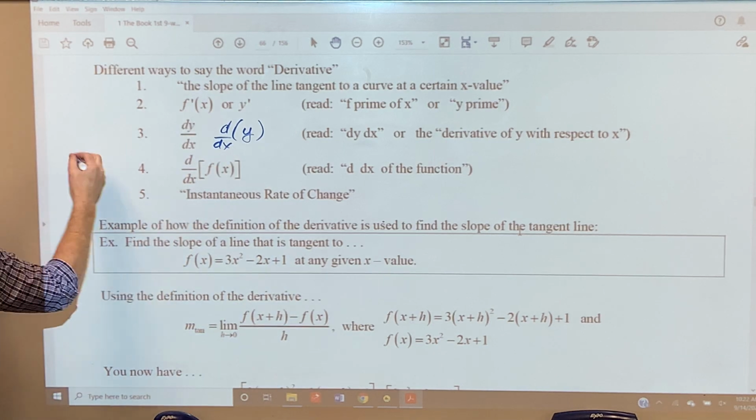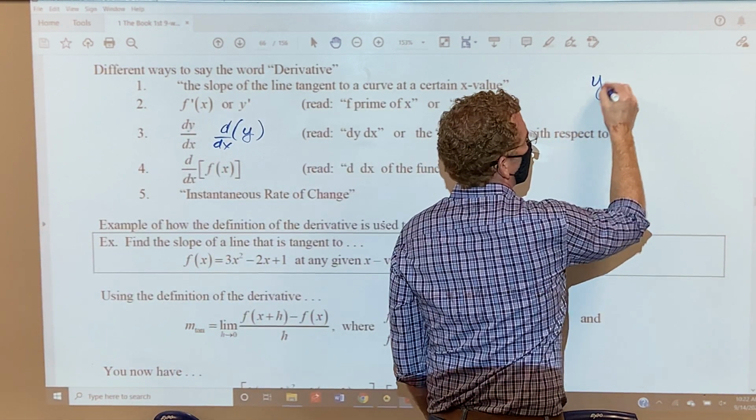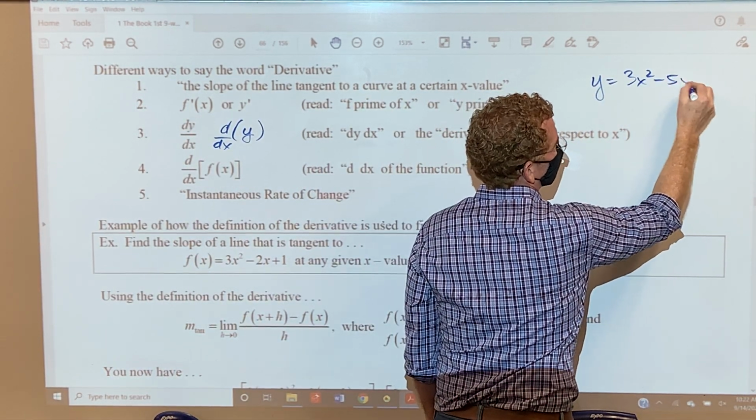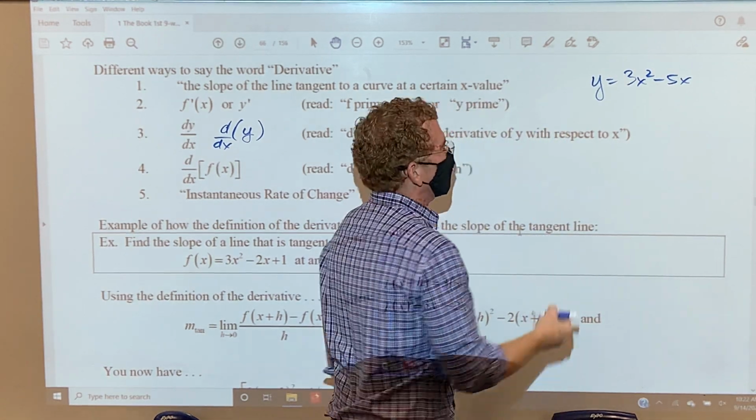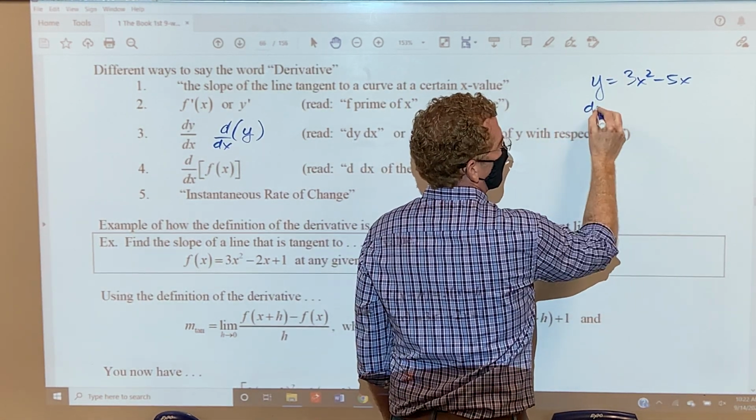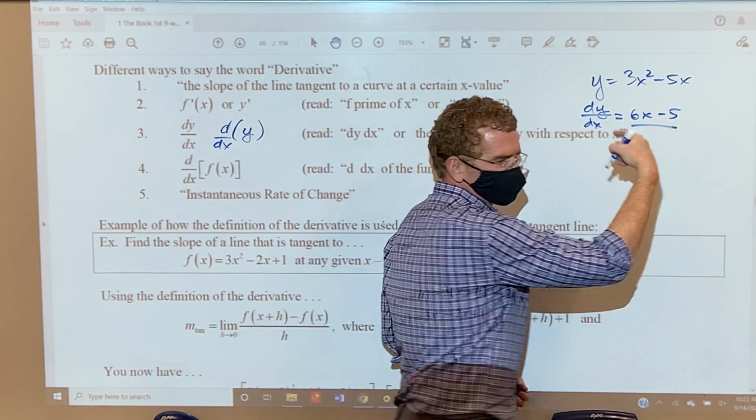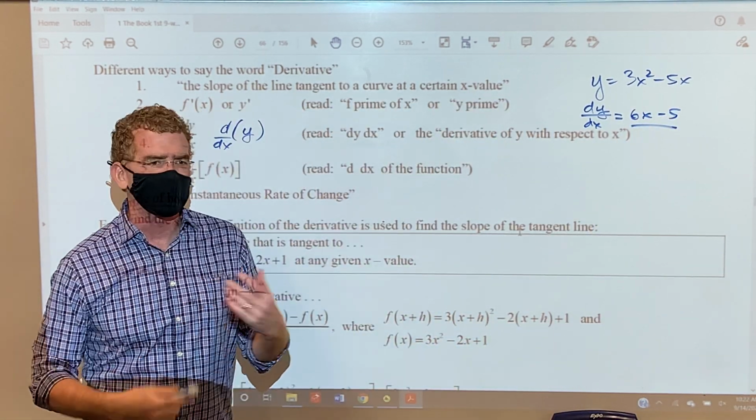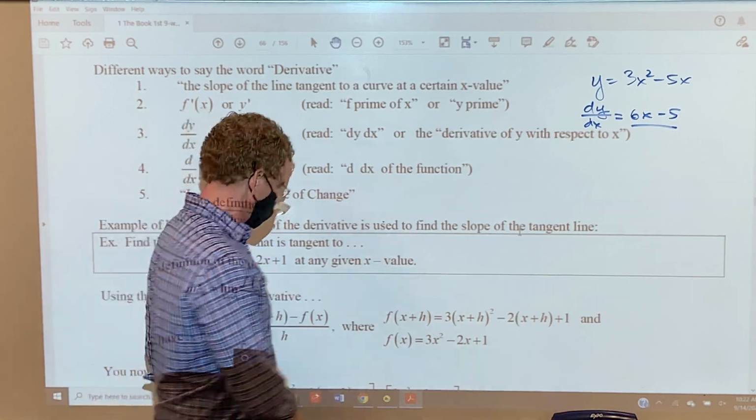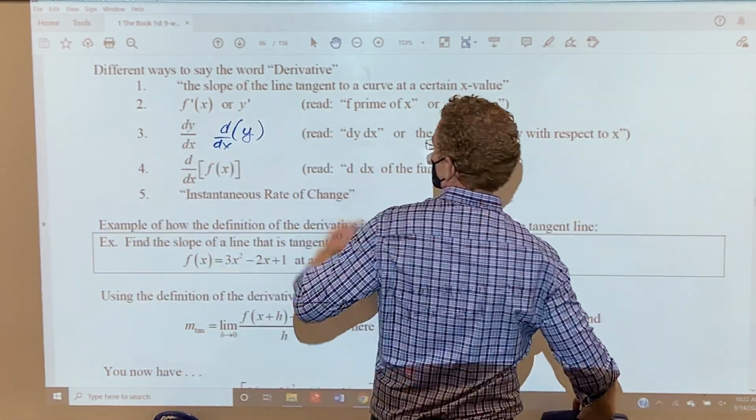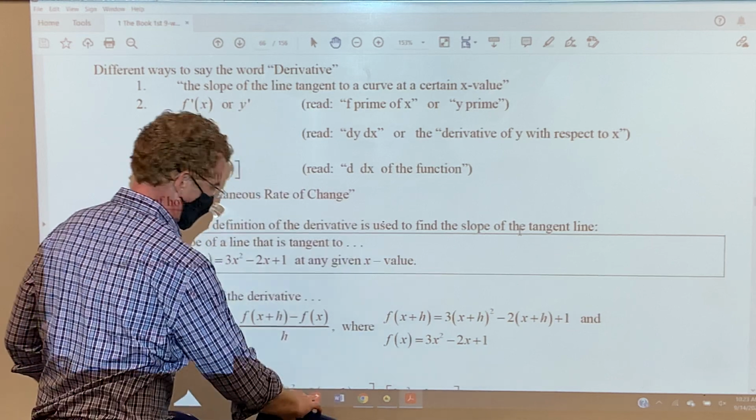So if you had a function like, whatever, y equals 3x squared minus 5x, and you learn your rules, you would say, all right, the derivative of this y function with respect to x would be 6x minus 5. And you will learn some of the power rules and other things tomorrow on how to actually do that. Okay? So anyway, again, just some notations I wanted to point out.